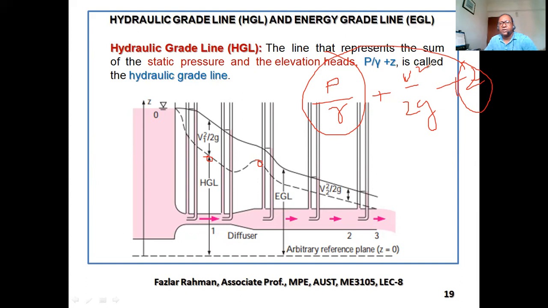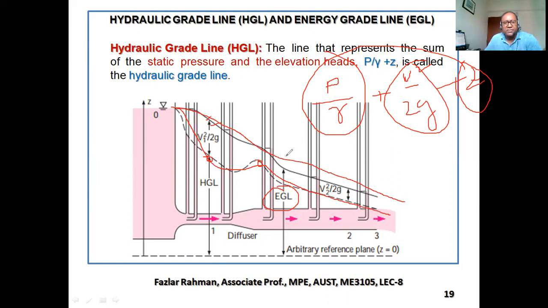But V square by 2G, we didn't add that one, right? Then you put V square by 2G, that will be this line. So this line is called energy grade line. That means this line actually represents all three. First you put P by gamma plus Z, you'll get one line, the bottom one with the dotted line. Then the summation of all three, you get this line.